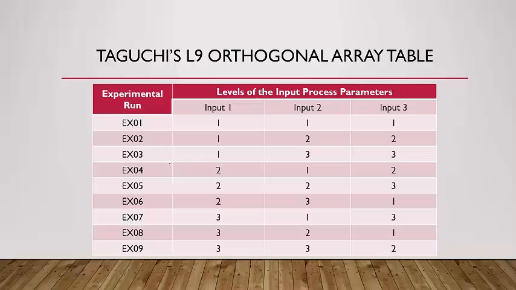Instead of performing 3 power 3, that is 27 experiments for full factorial design, Taguchi method suggests only 9 sets of combinations. Here in the first combination, the experiment will be performed by setting the first input parameter at its first level, second parameter at first level, and the third parameter also at first level. Similarly, in the remaining combinations also, by setting the input factors at their suggested levels, the experiments will be carried out and the required output responses can be recorded.